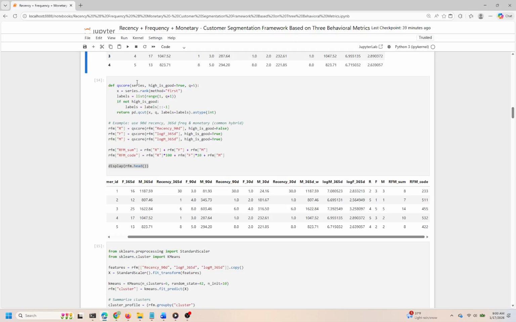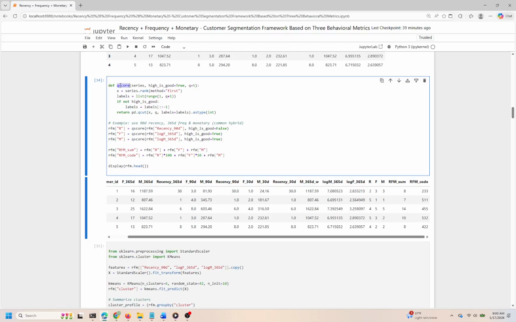Cell 7. In this cell, we're defining a function that calculates quantile scores for a dataset, which is an essential part of analyzing customer behavior through RFM: recency, frequency, monetary metrics. This process helps segment customers based on their purchasing habits, allowing businesses to target their marketing efforts more effectively.